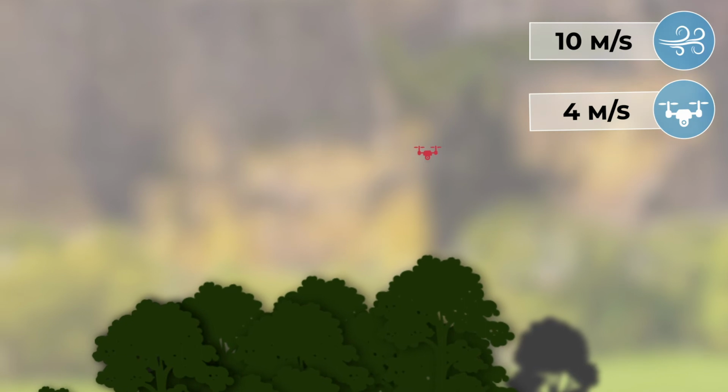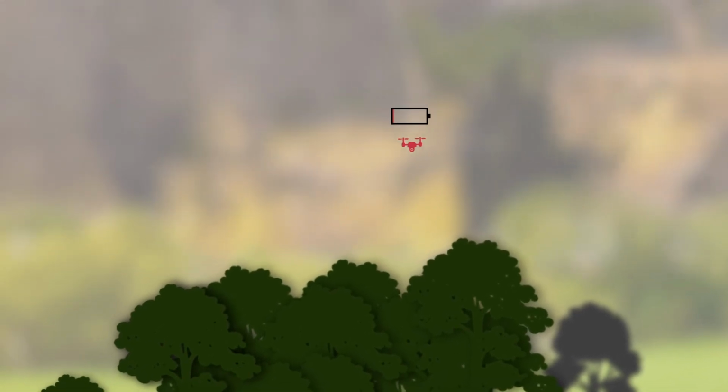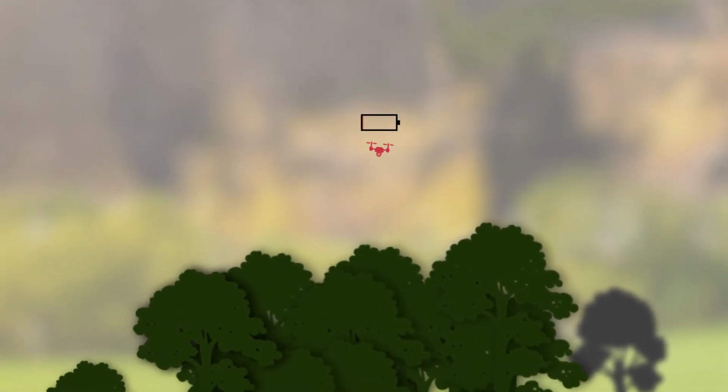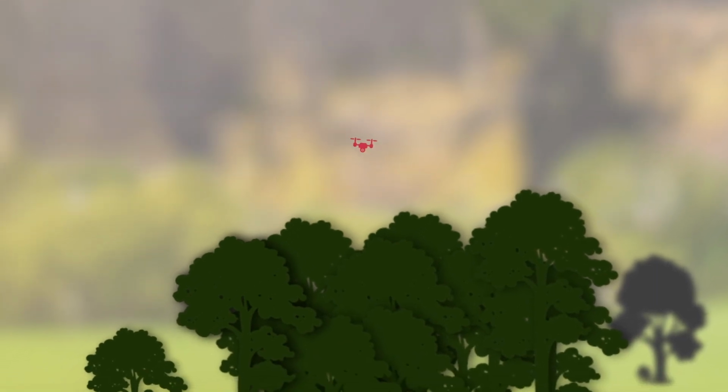By this stage, the battery is running flat and the drone is still far away and struggling to fight the wind. Eventually, the battery runs flat and the drone crashes into some trees.